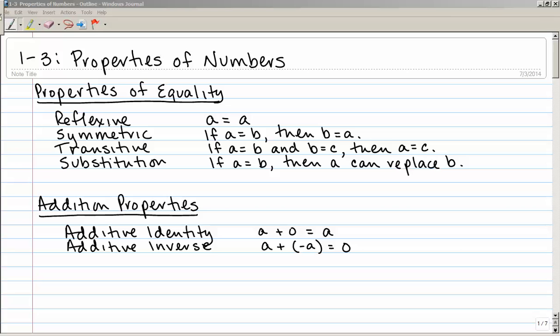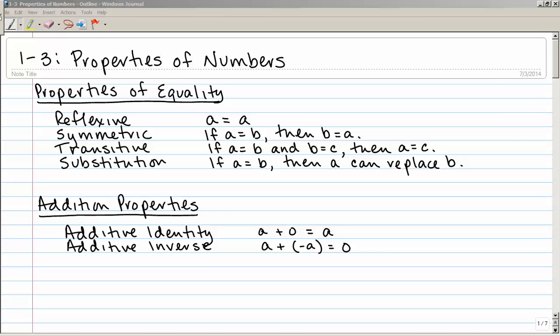The reflexive property basically says A equals A. Anything is equal to itself. The symmetric property says that if A is equal to B, then B is equal to A. In other words, there's a certain symmetry. You can just flip-flop A and B.